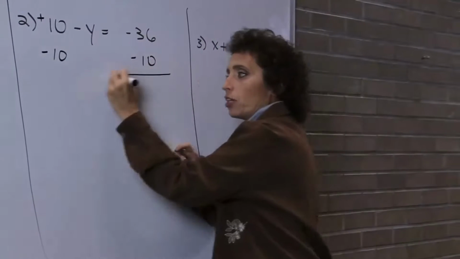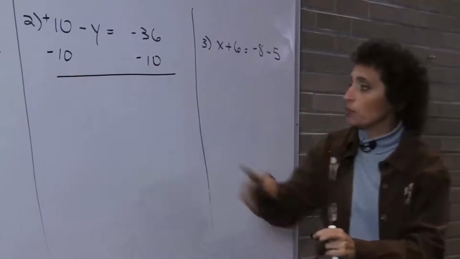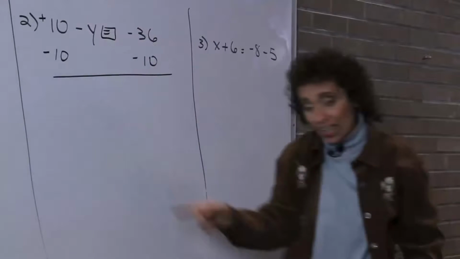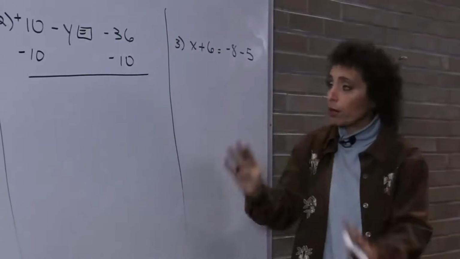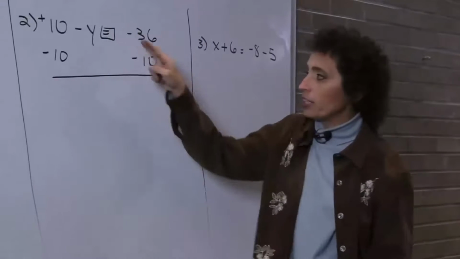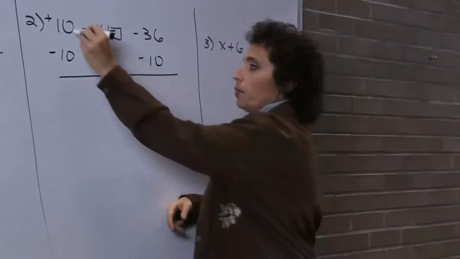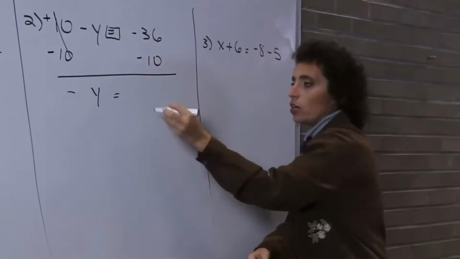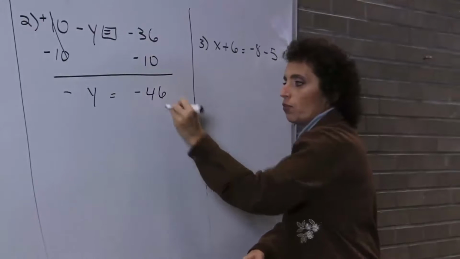But I do it to that side as well. And remember, when I say sides, that means the opposite side of the equal sign. If you want, you could square off the equal. Some people make a dotted line. I don't like the dotted line, but that's just my preference. Whatever, that separates the sides. Okay? And this is negative y equals, I owe you 36, I owe you 10, so I owe you 46.